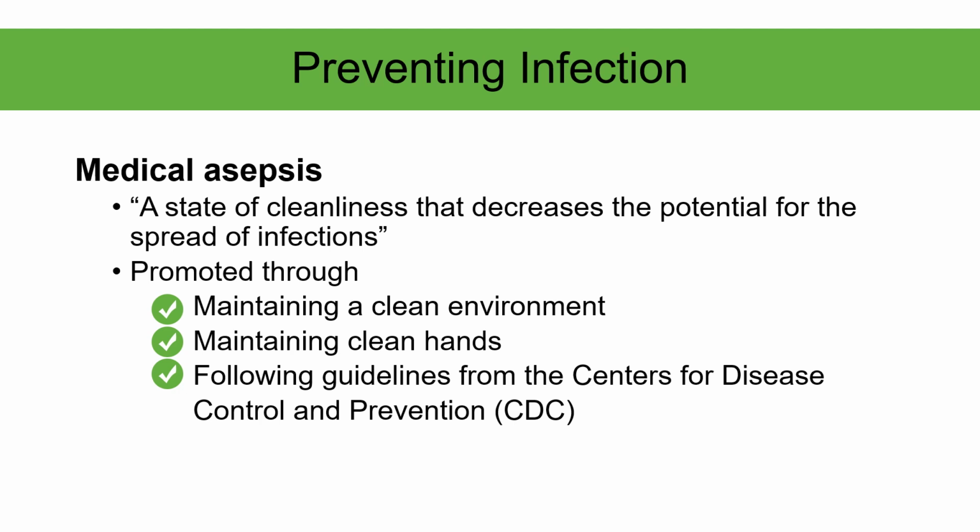Okay, so now we're going to move on to how we actually prevent infection when we're working as nurses. New term to learn: medical asepsis. The textbook definition is a state of cleanliness that decreases the potential for spread of infections. So medical asepsis is pretty much any procedure that is going to decrease the risk of spreading infections. The number one thing that comes to mind is hand washing. Hand washing is part of medical asepsis. It's something that we can do to prevent the spread of infection.